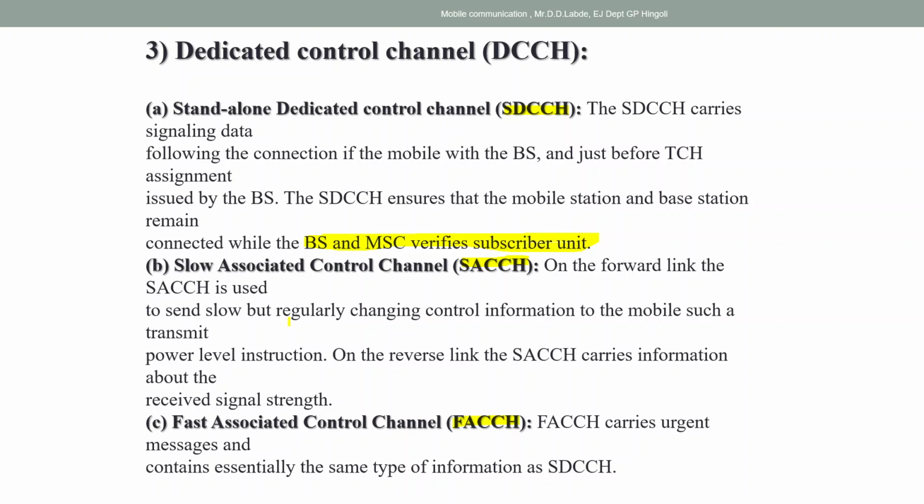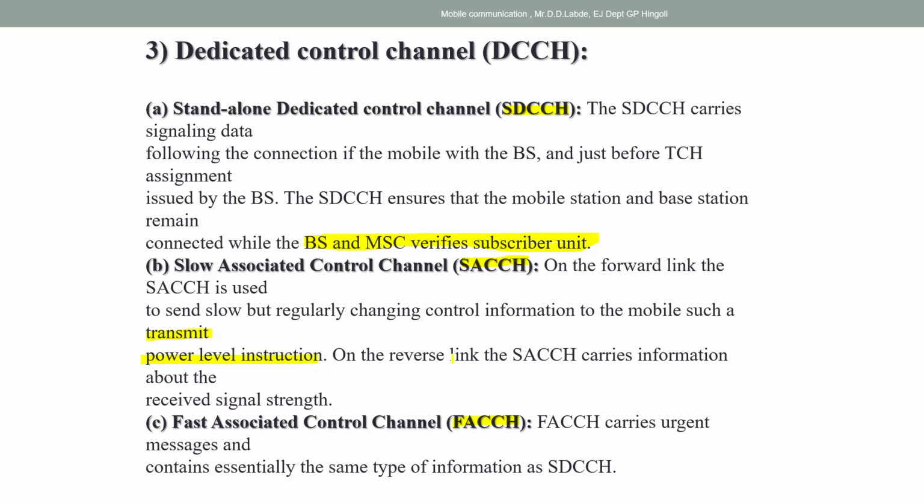Next is the slow associated control channel. Basically on the forward link it is used when the base station is connected to the mobile, to send slow but regularly changing control information to the mobile, such as transmit power level instruction. It will give the power level instruction. Means whatever the level of your signal is, that is being monitored by your slow associated control channel.